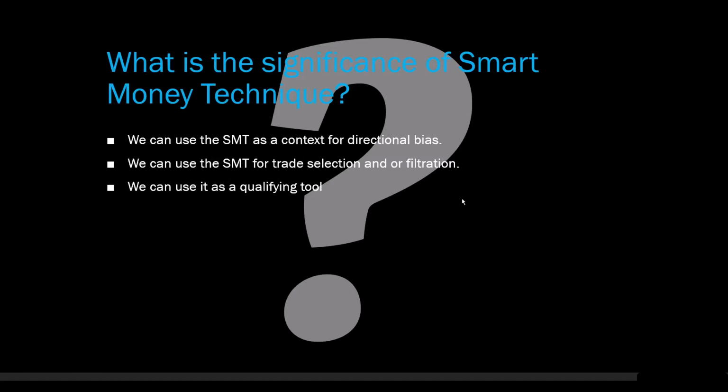Now we can use it as a qualifying tool. Maybe you had a narrative in play, maybe the market maker buy model, and you spotted this particular bullish smart money technique. It's just qualifying whatever you had in play as an extra confluence. And you can as well use the SMT as a timing tool for entries and executions.